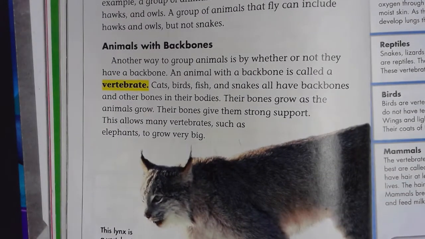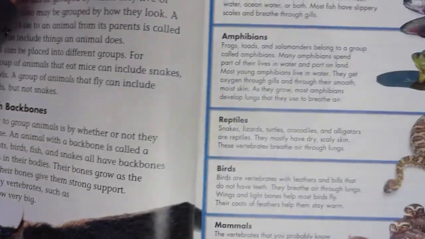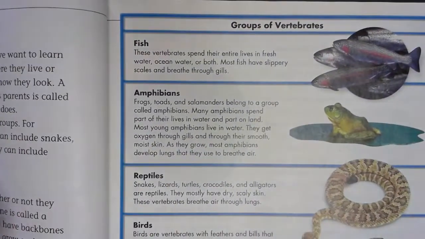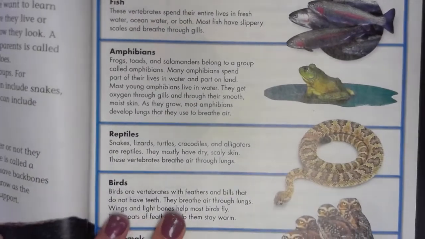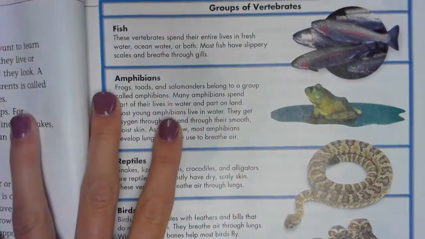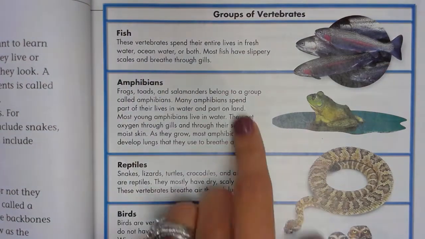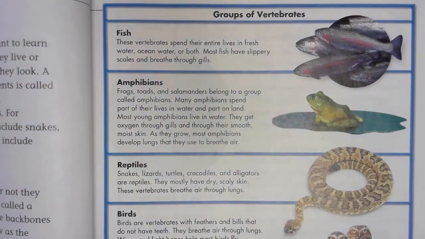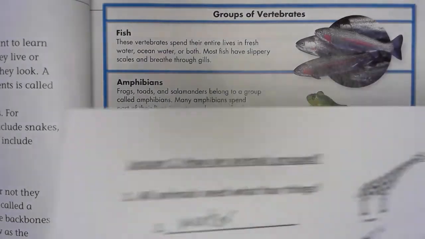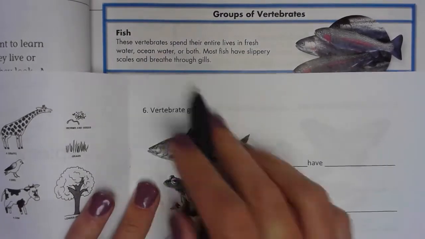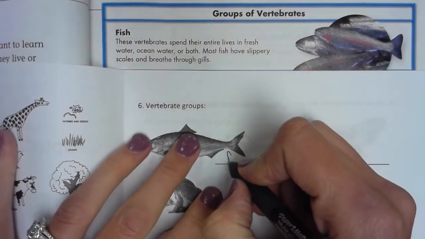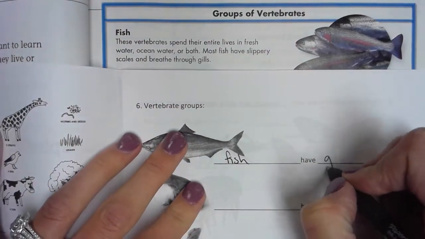Now on the other page, you've got all sorts of different groups. Let's look at the first group, fish. These vertebrates spend their entire lives in freshwater, ocean water, or both. Most fish have slippery scales and breathe through gills. All right, so this group was fish. Fish have gills.